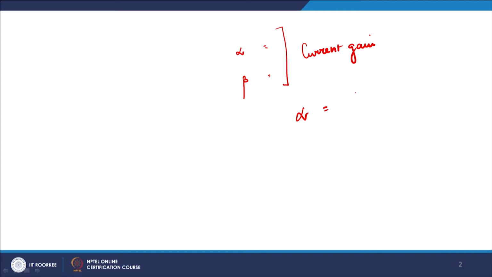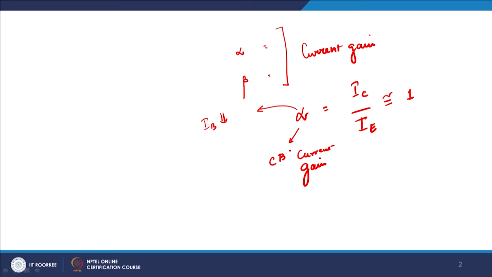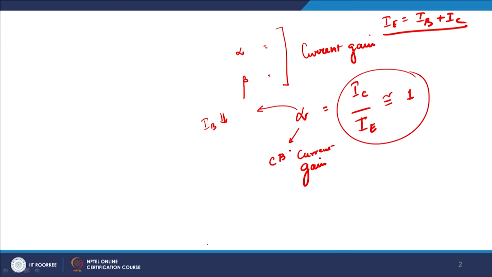Alpha was defined as IC by IE. So, this is basically your common base current gain, and if you look very carefully, the numerical value will be very close to 1, the reason being that IC is approximately equal to IE, because IB is very small, assuming that we already have Kirchhoff's current law. So I would say alpha is very close to 1.